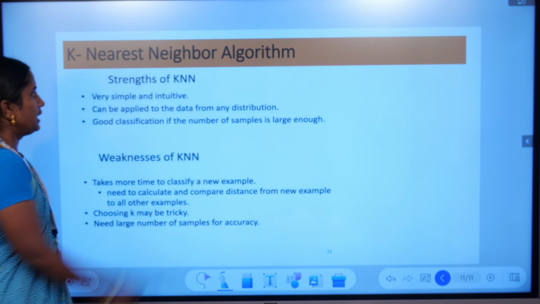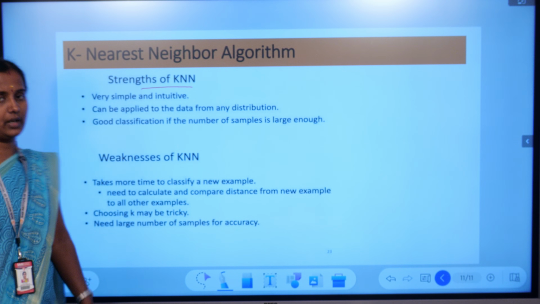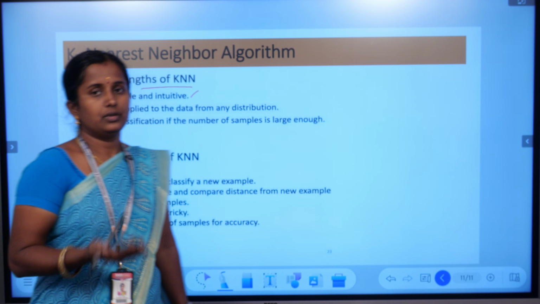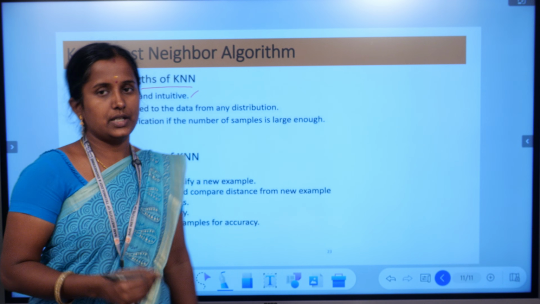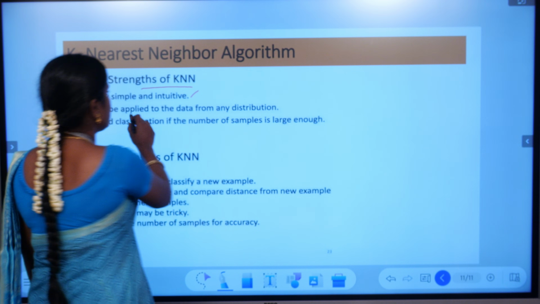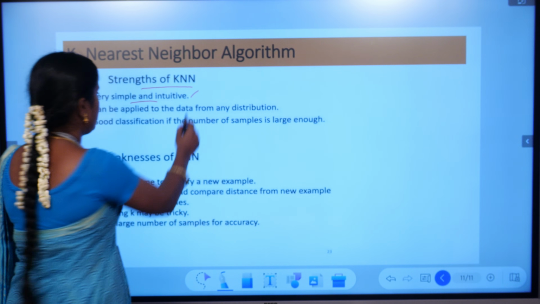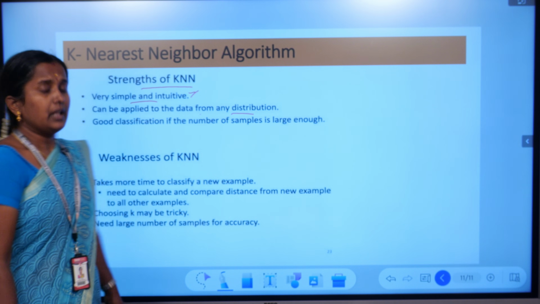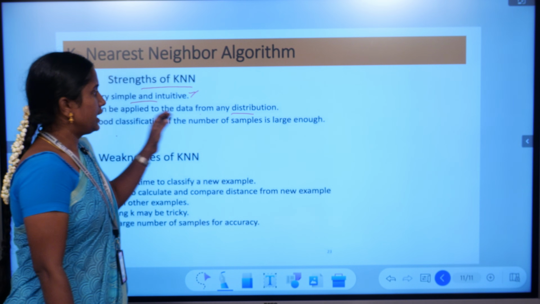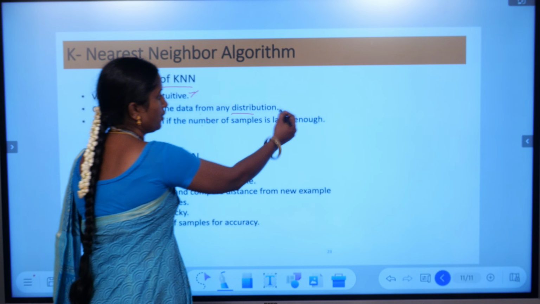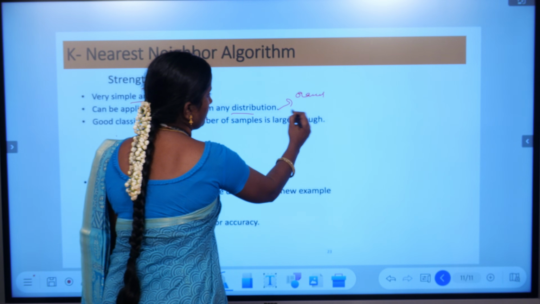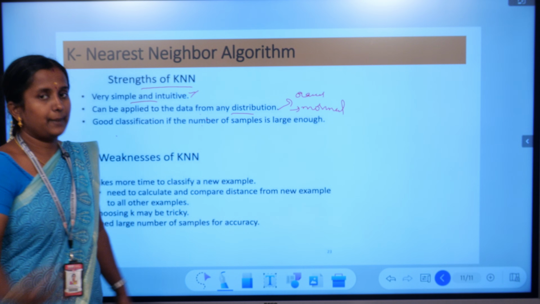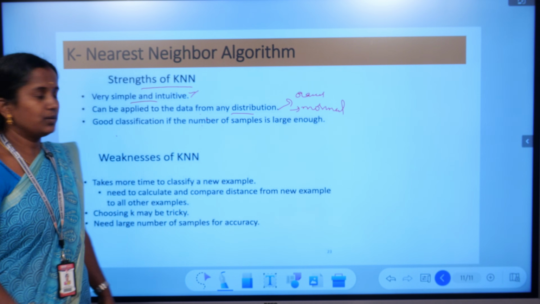Okay. Coming to the strengths and weaknesses of KNN. It is very simple and easy to implement. The only thing is we have to compute the distance between all the data points. It can be applied to any form of distribution, meaning that we can go for Gaussian distribution, normal distribution. Any kind of distribution, it can compare and classify and give better results.